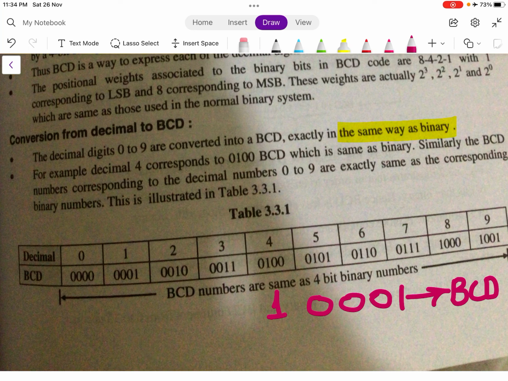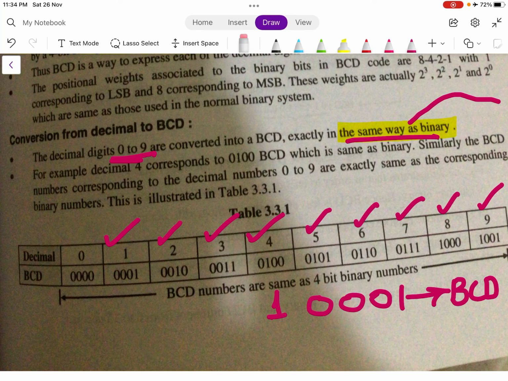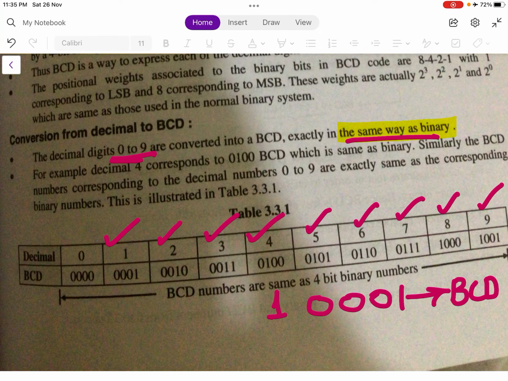This will be the BCD of 1 also. So decimal and BCD 1 is same. Decimal and BCD 2 is also same. Decimal and BCD 3 is same. 4 is same. 5 is same. 6 is same. 7 is same. 8 is same. And 9 is same. So till 9 they are exactly the same. Now after 9 what happens? They change. For example, decimal number 4 corresponds to 0100 in BCD, which is exactly the same as binary. Similarly, the BCD numbers corresponding to 0 to 9 are given in the table.